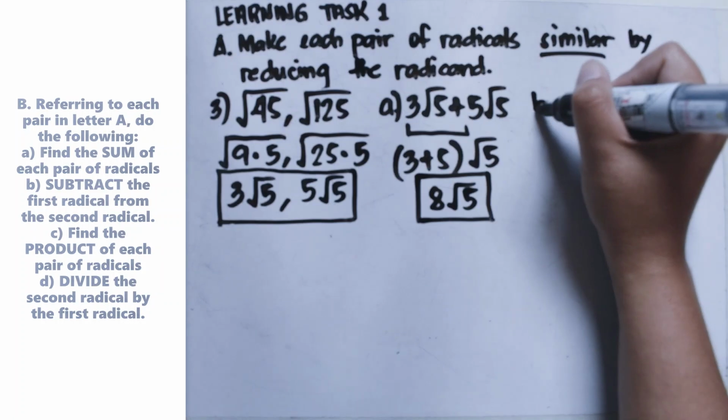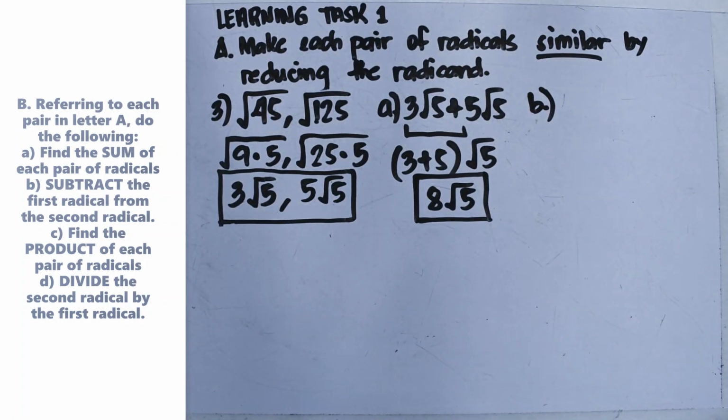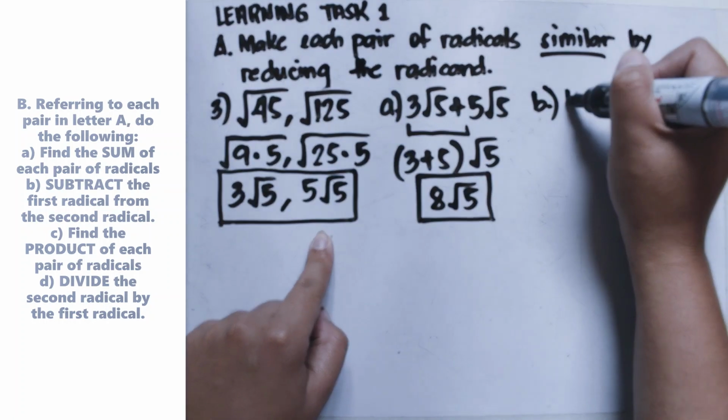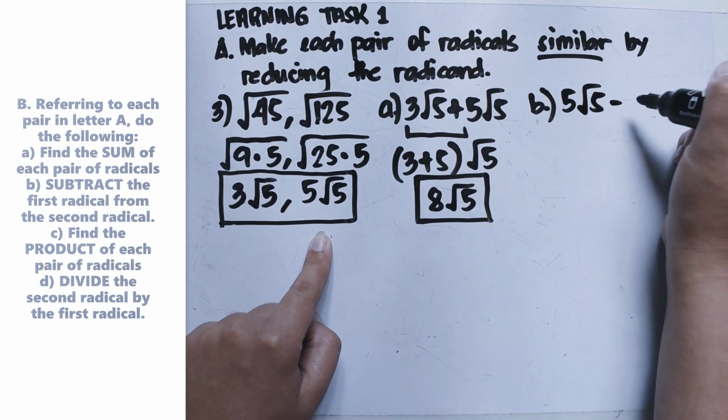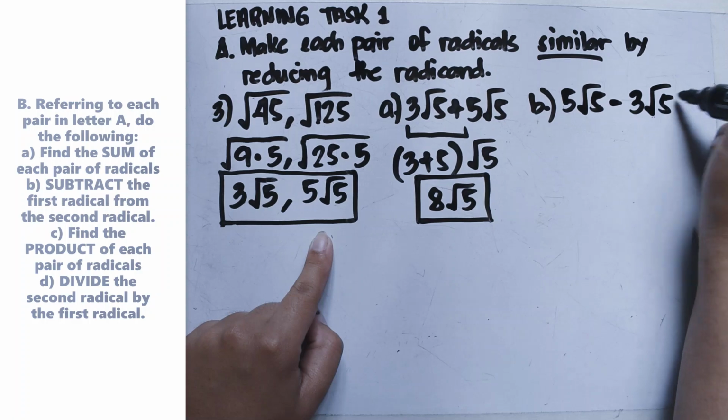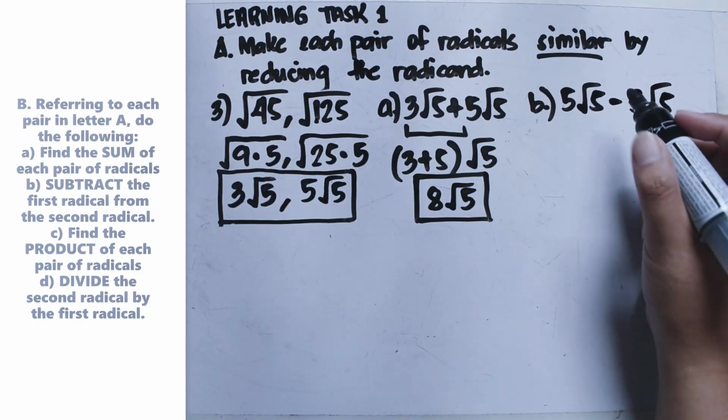So, letter B, we subtract. Subtract the first radical from the second radical. So we have 5 square root of 5 minus 3 square root of 5. Same rule as addition. The only difference is that we are subtracting now.